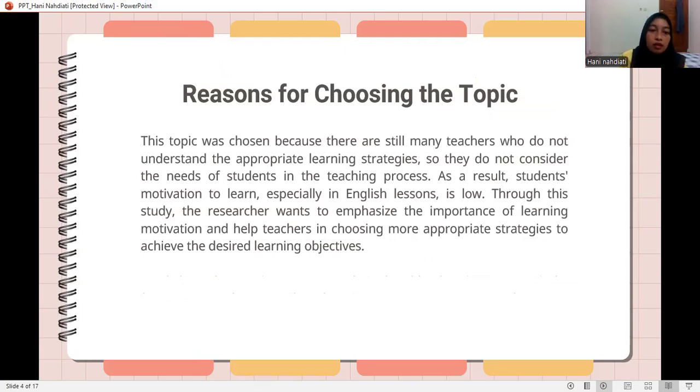So why did the researcher take this topic? This topic was chosen because there are still many teachers who do not understand the appropriate learning strategies, so they do not consider the needs of students in the teaching process. As a result, students' motivation to learn, especially in English lesson, is low. Through this study, the researcher wants to emphasize the importance of learning motivation and help teachers in choosing more appropriate strategies to achieve the desired learning objective.